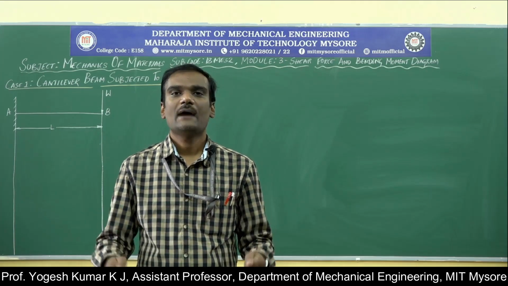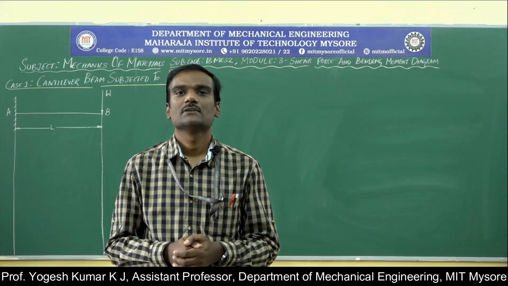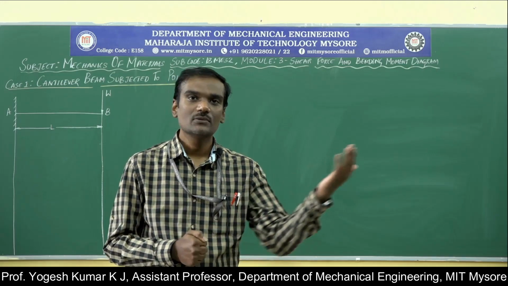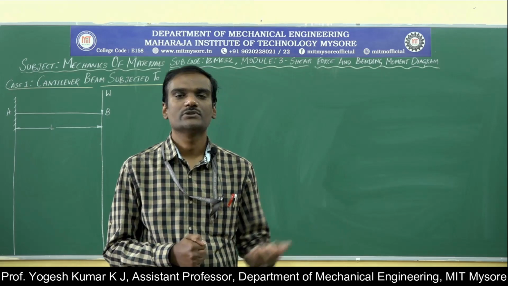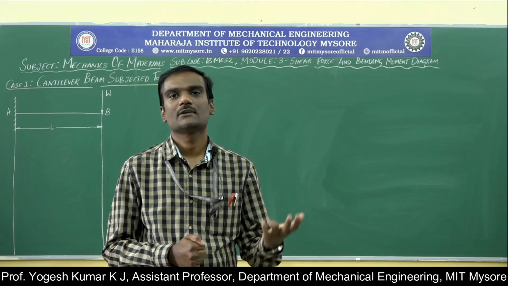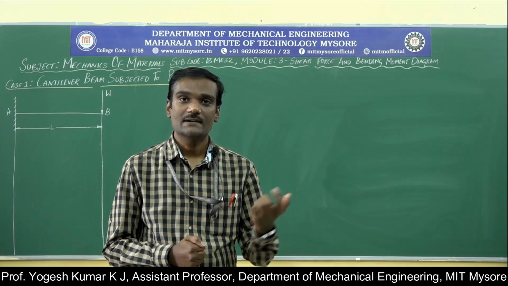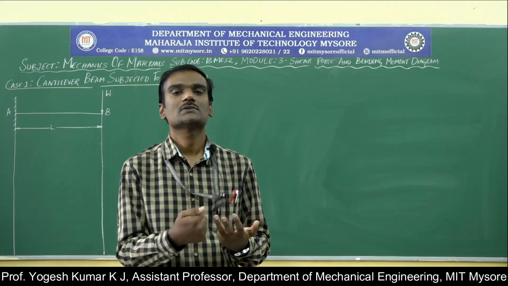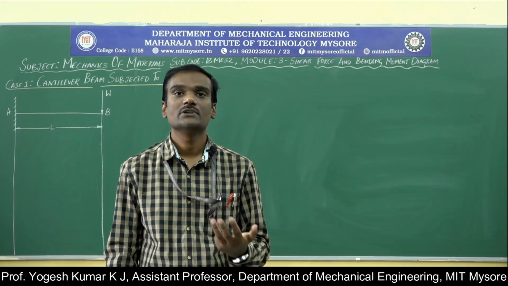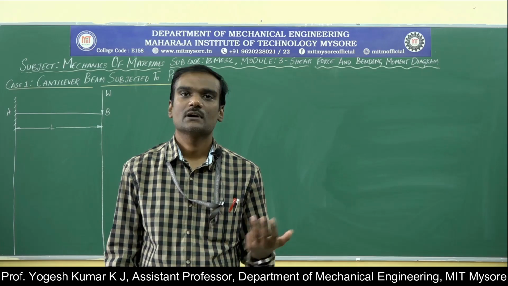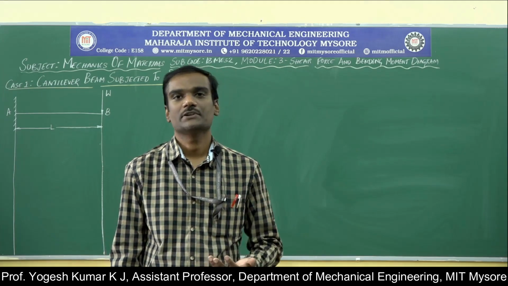So, we have some case studies in the shear force and bending moment diagrams, like a cantilevered beam subjected to all the varieties of loads. We saw three types of loads: point load, uniformly distributed load and uniformly varying load. Now, we will take up a cantilevered beam and the first type of load, the point load, and see how the beam is going to behave.